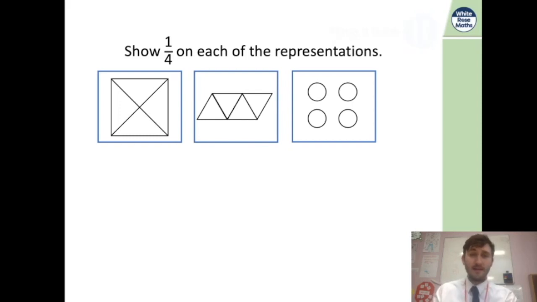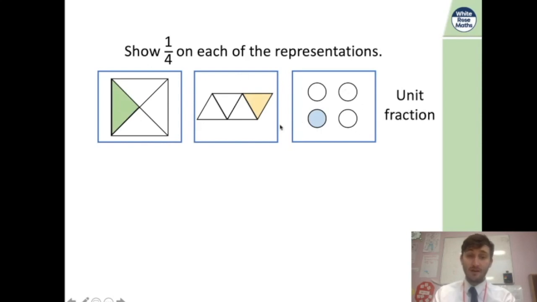Okay, so let's see. I know that my denominator is 1, 2, 3, 4, and I just want to get one of these, so I could shade this one in. I might shade that one, or that one. As long as only one of them is shaded, then I'm correct. My next one, again, I've got 1, 2, 3, 4, so I'm going to shade one. I could shade this one, or that one. And then finally, I could shade this one, that one, or that one. Super. So I have shaded in 1/4 of each of the representations.